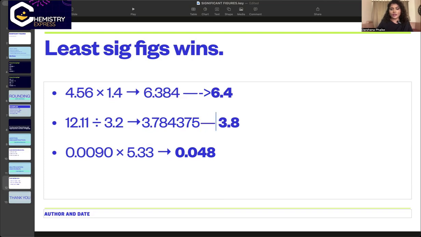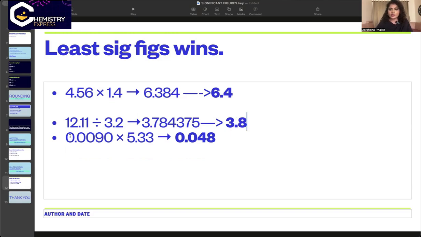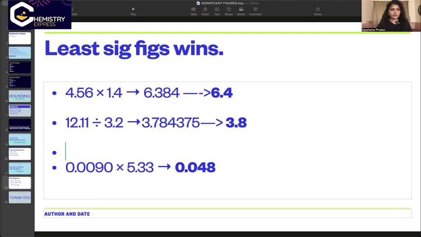Now this number is so big. But what is the appropriate number of sig figs, my dear students? You know that 12.11 has 4 sig figs, 3.2 has 2 sig figs. So the answer should be only till 2 sig figs. So the 2 sig figs end here. After 7, there is a digit which is more than 5. So we remove everything here and just add 1 to the 7, and therefore the answer is going to be 3.8. Okay. Let's look at the next one, students.